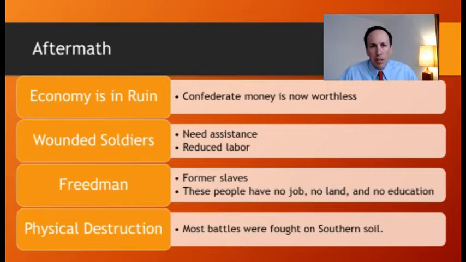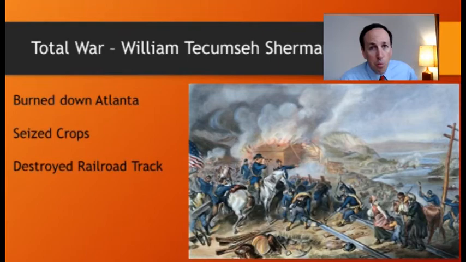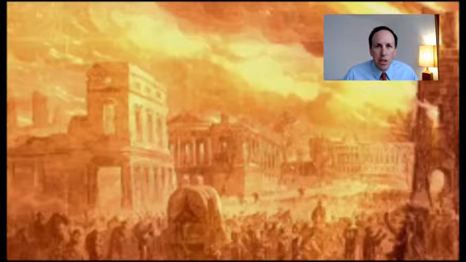Real quick, use your memory. Who had a march to the sea? Right, William Tecumseh Sherman's march to the sea. And on his march, he did what? What's the big important event? What city burned down? Atlanta? Exactly. So you have the destruction of a major city in the South. What are we going to do about that?